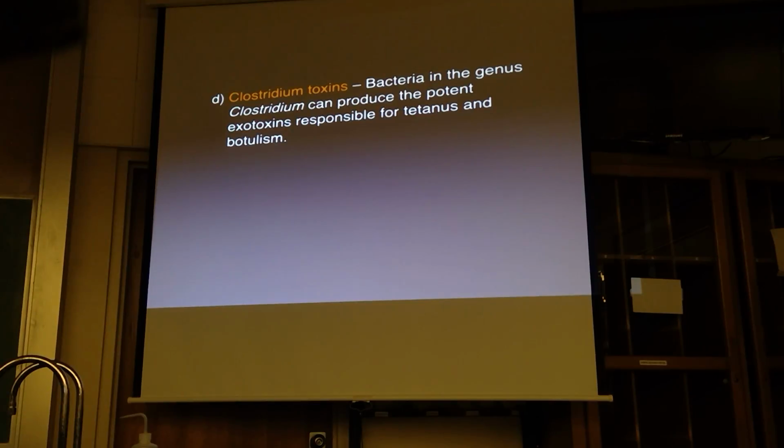Then we have some toxins that are much more specific. A lot of bacterial toxins are going to specifically target a particular cell type and have a very specific action on that cell type. The Clostridium toxins are like this. Clostridium toxins, again, are acquired through lysogenic conversion, so they are encoded by viral genes.